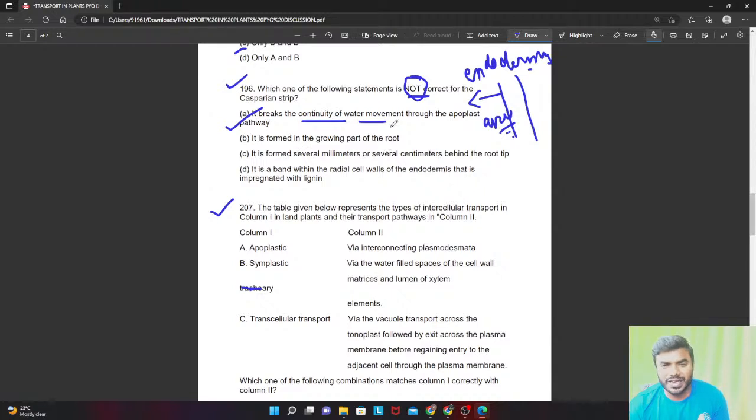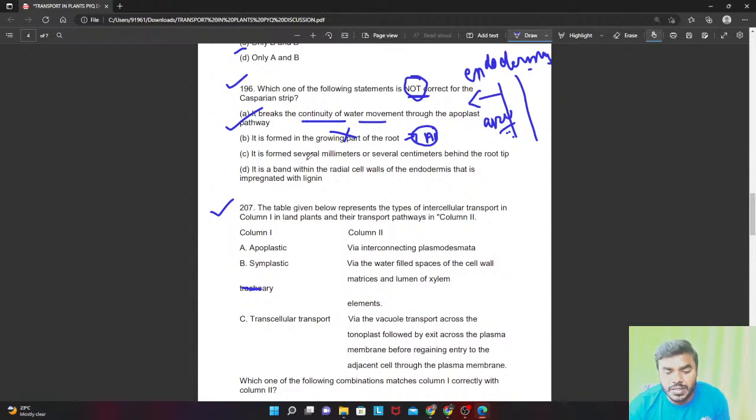And tell me friends, it is not at all present on the growing part of the root. Every student has to remember my words. Okay. It has formed in the growing part of the root. It is wrong, right? What is the growing part of the root? Apical region is the growing part. So in the apical region, friends, there will be no presence of the Casparian strip. Option B is the wrong option.